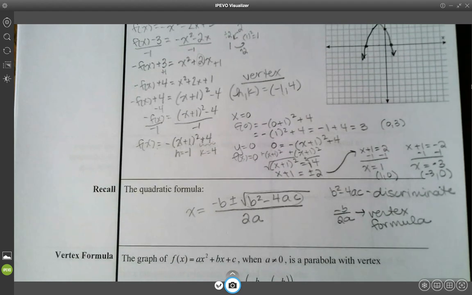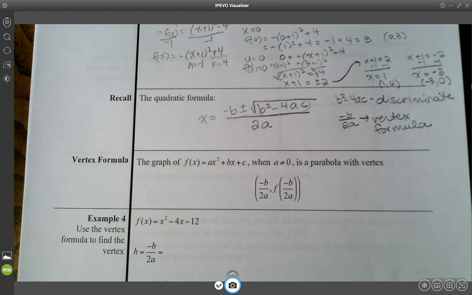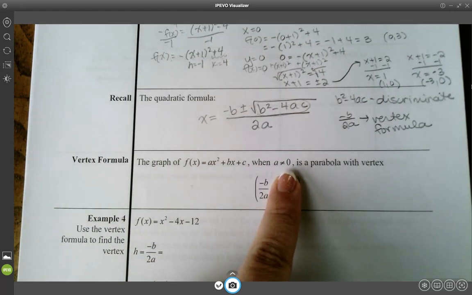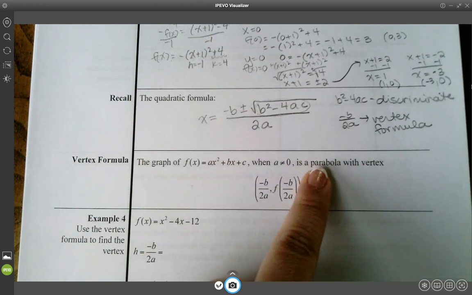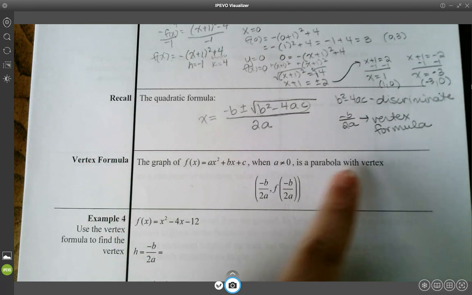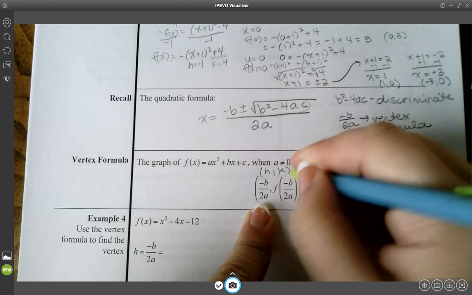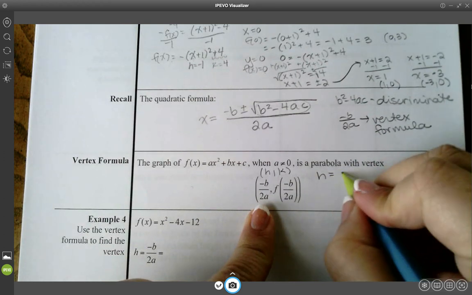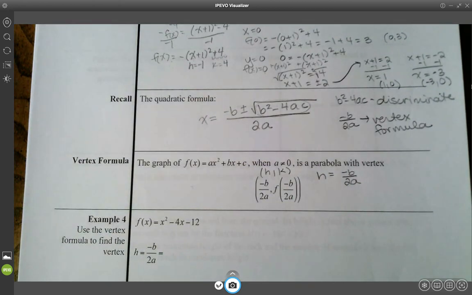When we're looking at the vertex formula, the graph of f(x) in standard form, notice this is standard form, as long as a is not 0, so we're talking about it has to be a quadratic equation, is a parabola with vertex (h, k), remember this is also (h, k), so h, the x coordinate of our vertex, is always going to be equal to -b over 2a. So this is that shortcut that I mentioned at the beginning of the video.